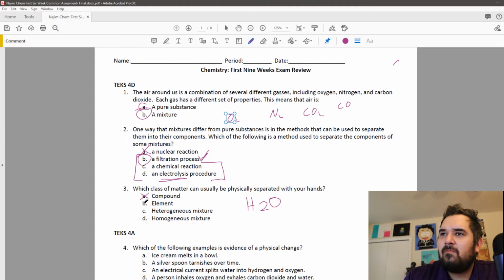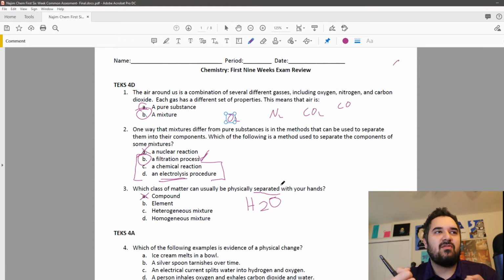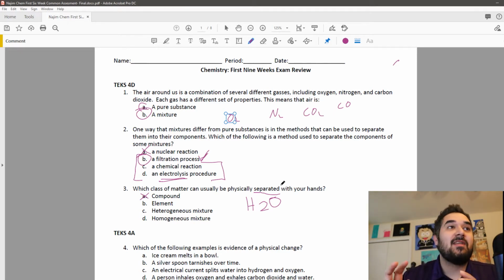Well, I guess it depends on how you define separate. I guess they don't mean break apart, because if you break something in half, you are separating it, but you're not separating it in the sense that they're asking. So we'll just go ahead and cross out element.